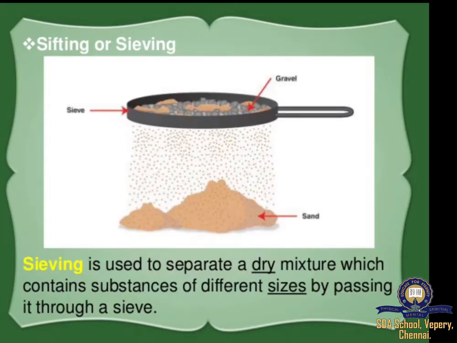First one, sieving. Sieving is used to separate a dry mixture which contains substances of different sizes by passing it through a sieve. While sieving, the dry mixture will stay on top according to size, and the remaining things fall down. This is called sieving.